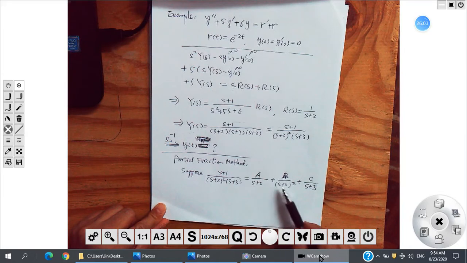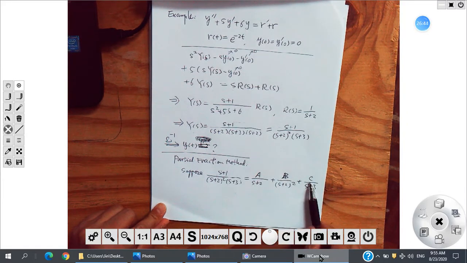This simple factor depends on the original denominator. I have two factors, s plus 2 and s plus 3, and s plus 2 has a square. So for the square term, I need both s plus 2 and s plus 2 squared as denominators. Alright, so we can write this fraction in this way. Then we try to determine A, B, and C.